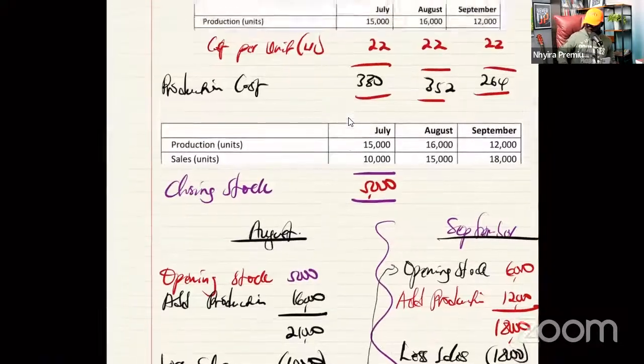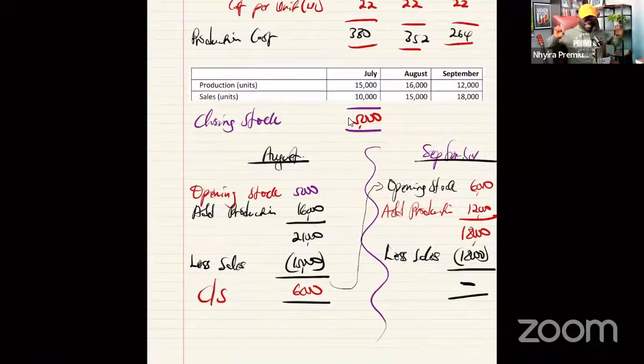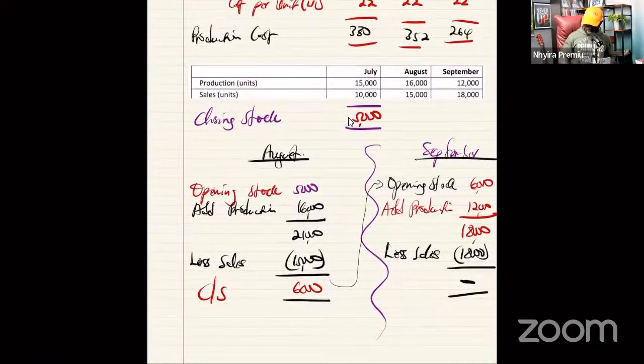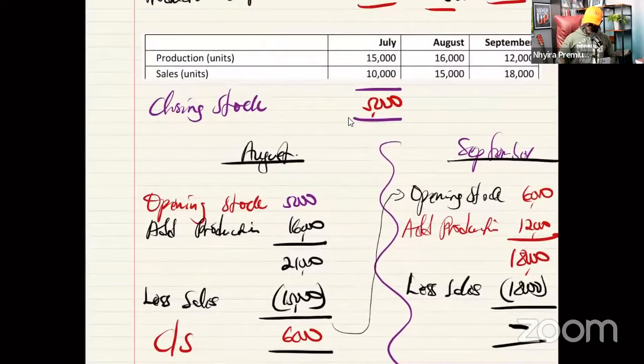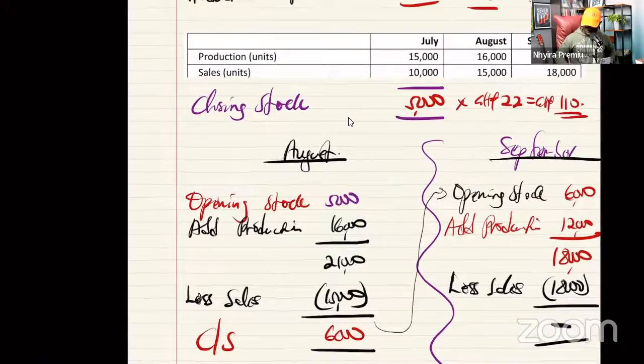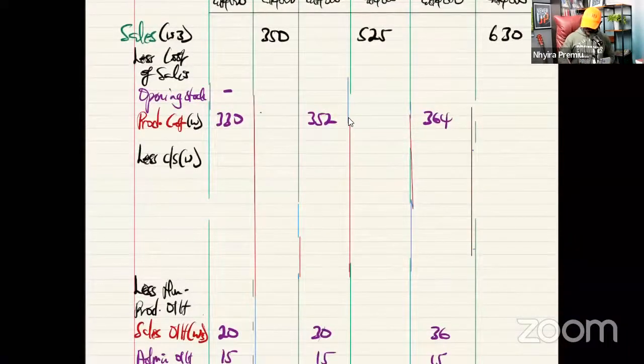So that is how we get a closing stock in units. But we need to value them, isn't it? So this closing stock in July will be valued at the factory cost of 22 Ghana cedis. So 5,000 by 22, 5 by 22, what do we have? That's 110. So the closing stock for July is going to be 110. So you less that. That 110 will go to August as the opening.